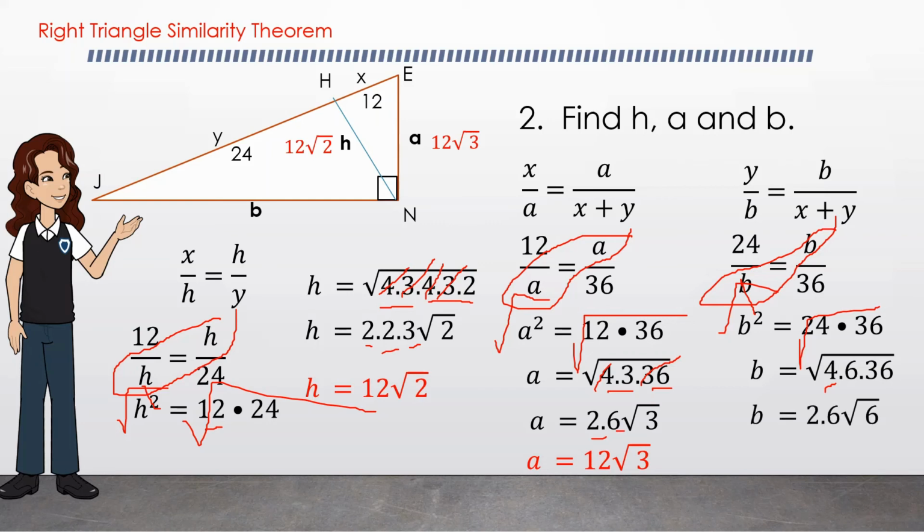Then, what is the square root of 4? Square root of 4 is 2. Then, square root of 36 is 6. Then, wala nang perfect square in 6. So, the answer, our B is 12 square root of 6. Okay, so that's the answer for our number 2.